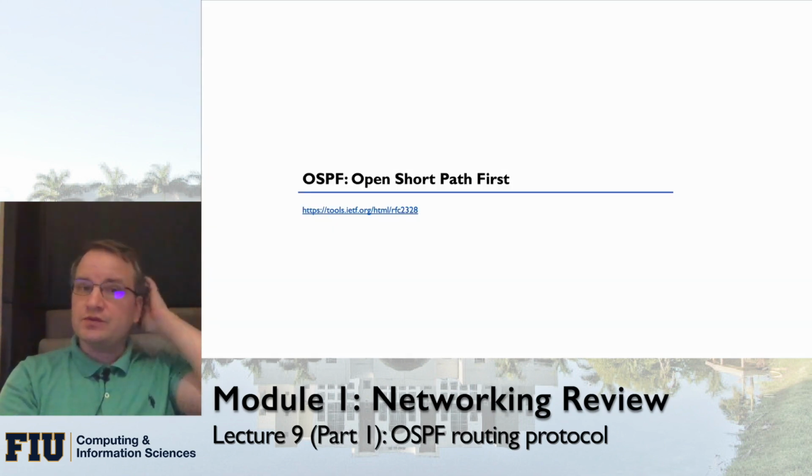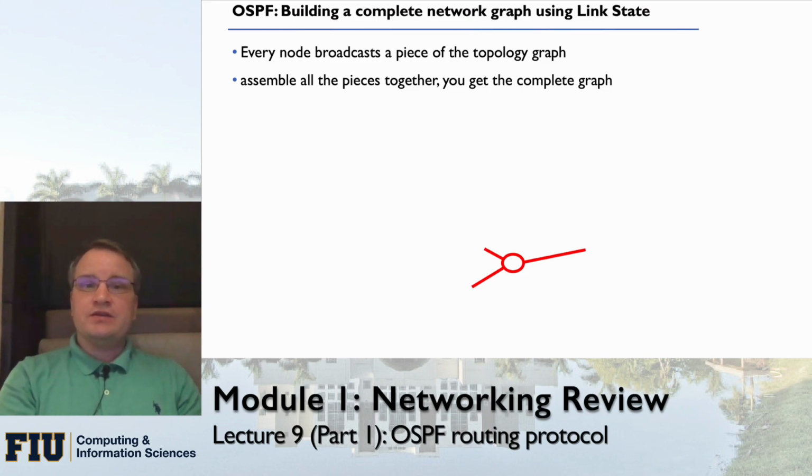So OSPF stands for Open Shortest Path First, and effectively it is a link state protocol. Like everything that we talked about before about link state kind of applies to OSPF. And as a reminder, the property of the link state protocol is that everybody needs to know the topology of everybody else, or I mean the whole topology in the network.